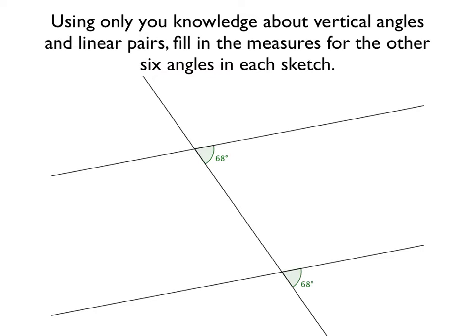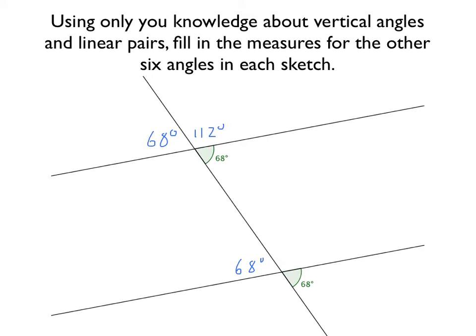Well, for vertical angles, I know that 68 up top here forms a vertical angle over on this side. And likewise, 68 down here forms a vertical angle over on that side. Next, in terms of linear pairs, I see these two angles would form a linear pair. And so if this one is 68, this one must be 180 minus 68, which is 112.